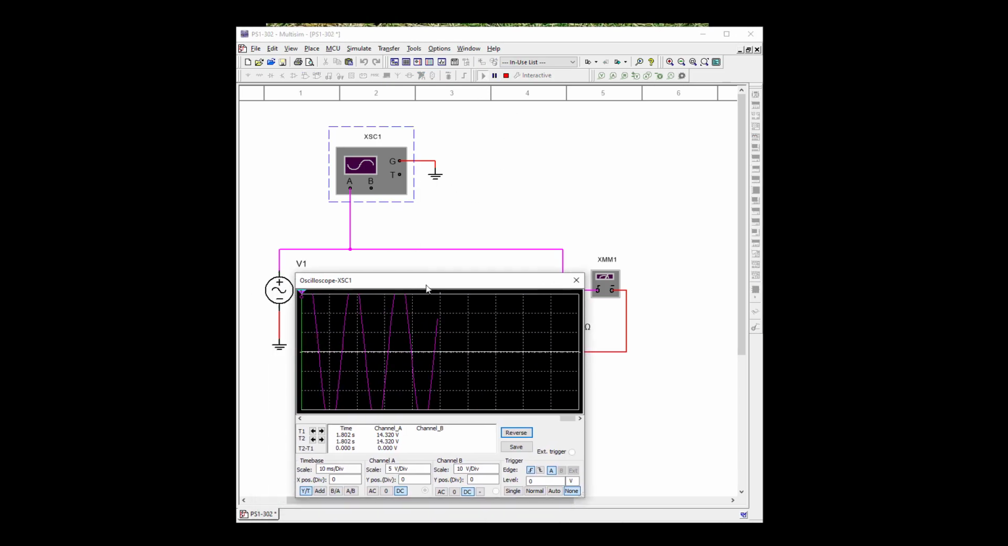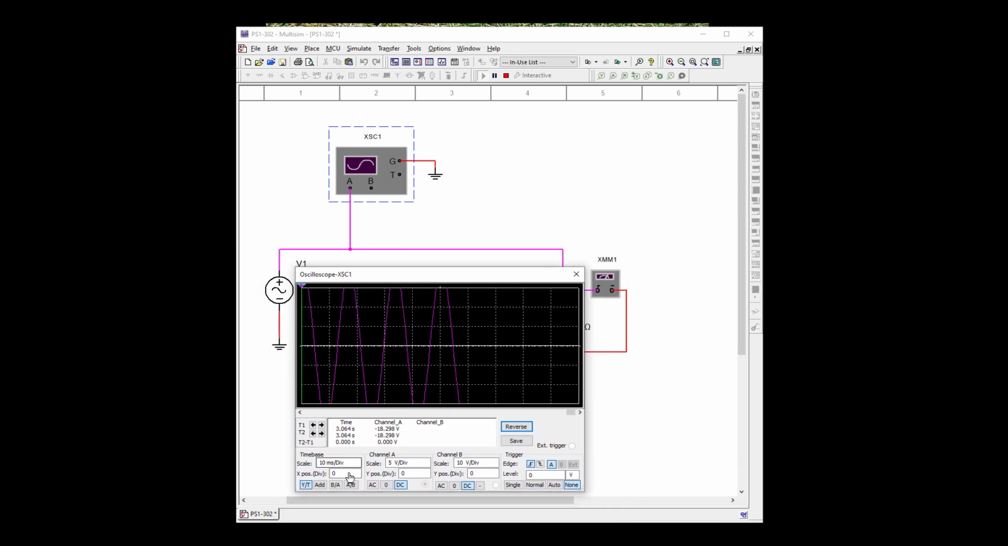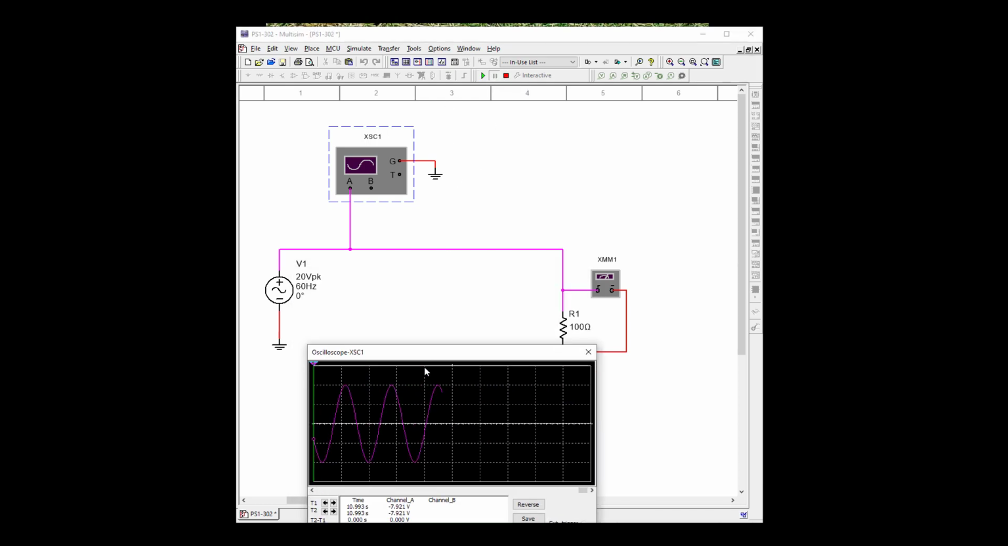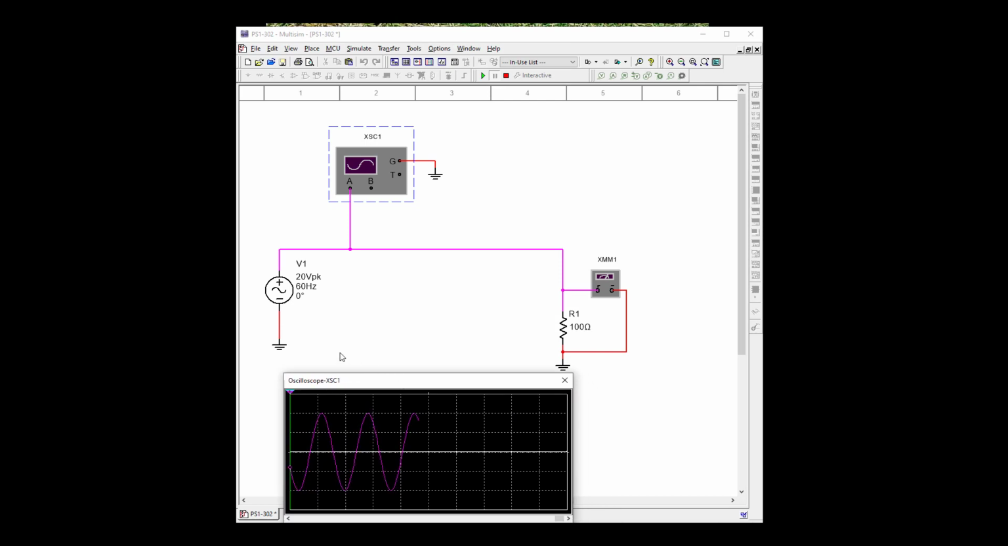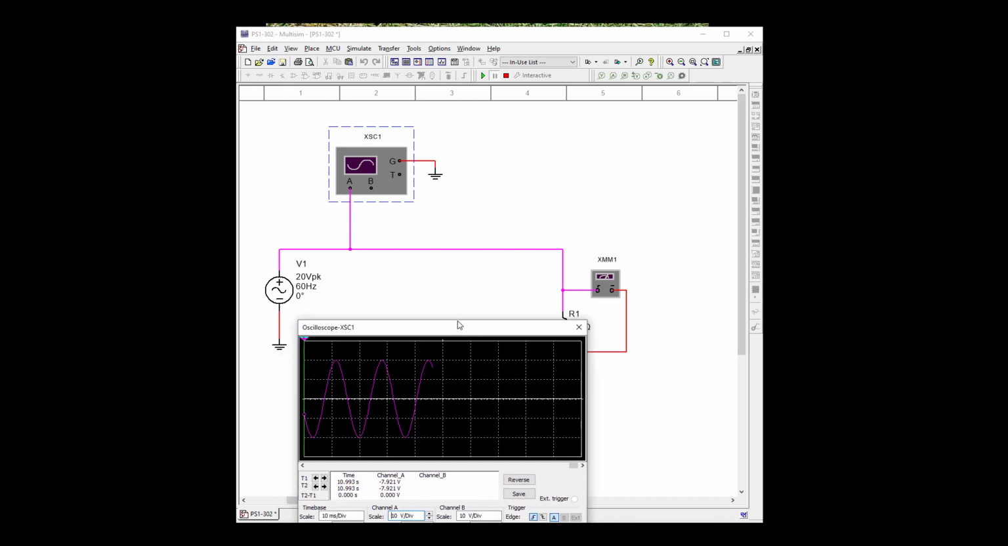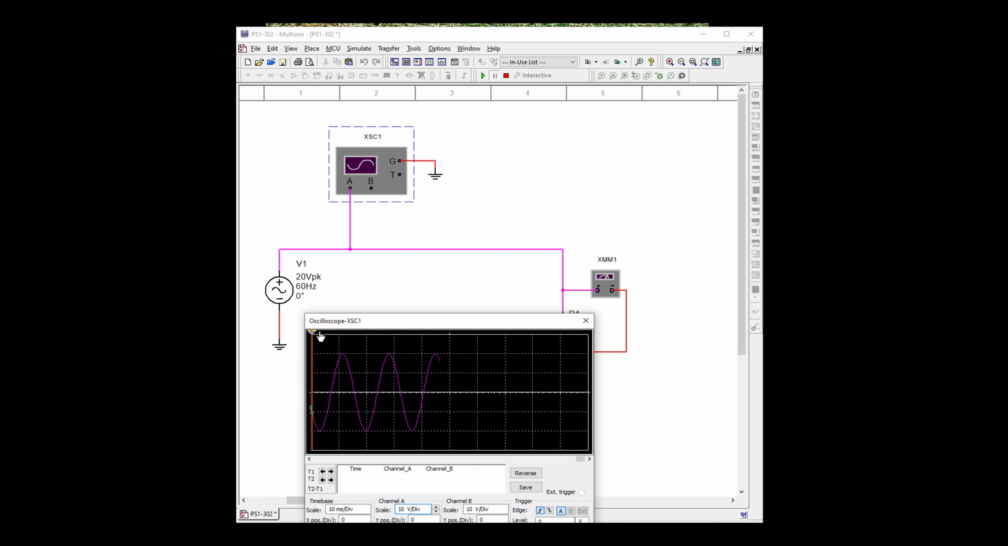So here's our sine wave, and let's go ahead and bring down a bit, and let's pause it. That's close enough right now. So what we have is an AC generator sine wave, 20 volts peak at 60 hertz, into our oscilloscope, and we're going to show you the difference between a DMM measurement and an oscilloscope measurement.